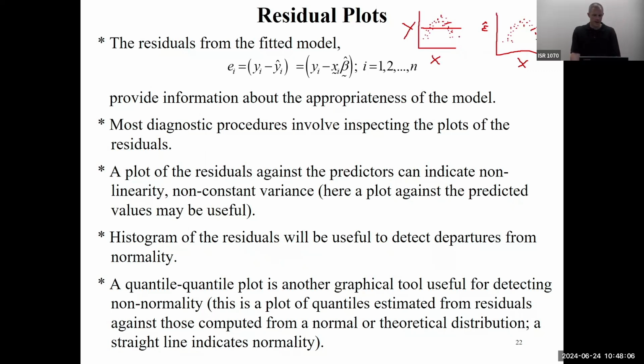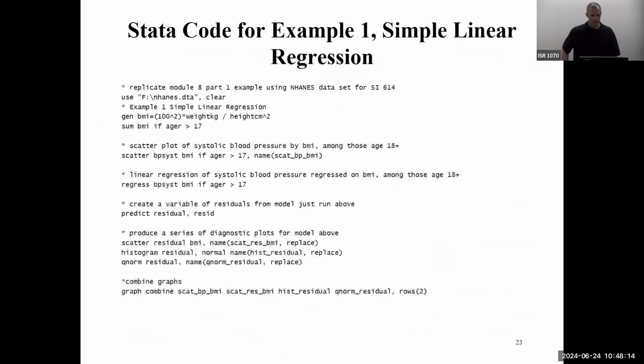Okay? But I just can't emphasize enough how important it is to get into this habit of checking residual plots. Okay, so let's look at an example. And again, all we're talking about today is simple linear regression, assuming we have simple random samples. Okay, ordinary least squares, all the assumptions that we talked about earlier. Let's just see how to do this in Stata and R.